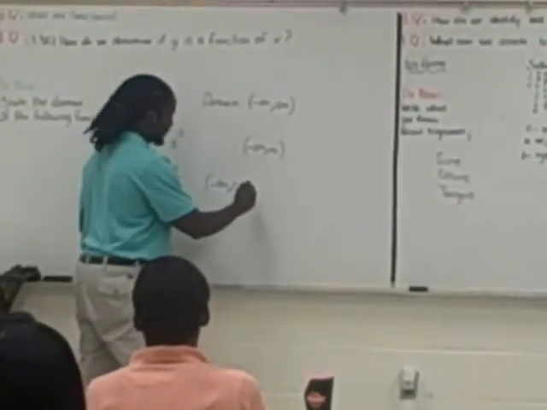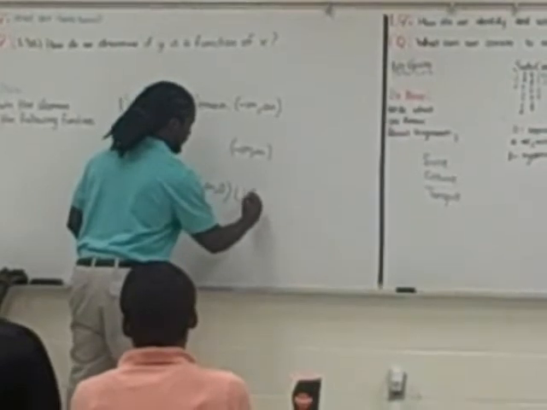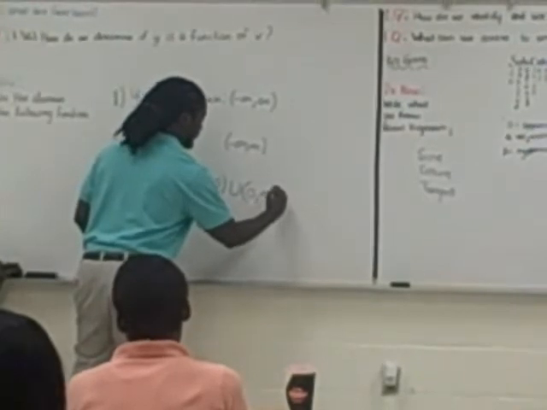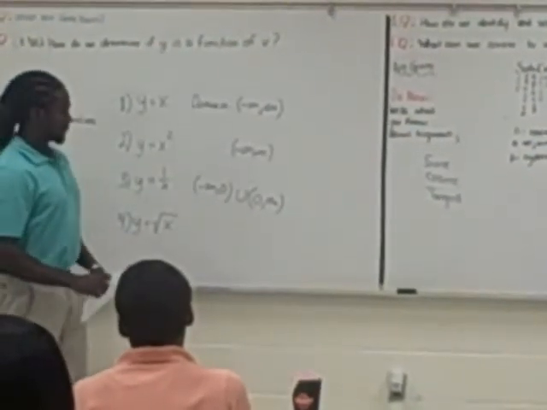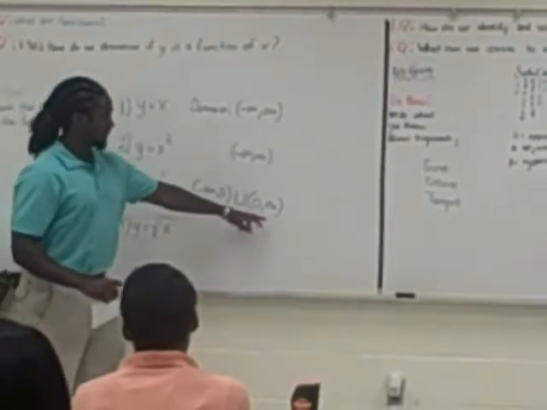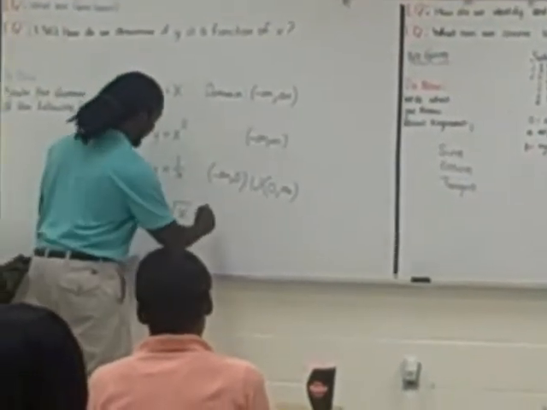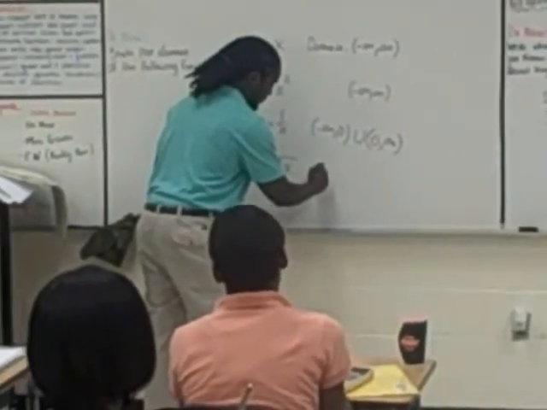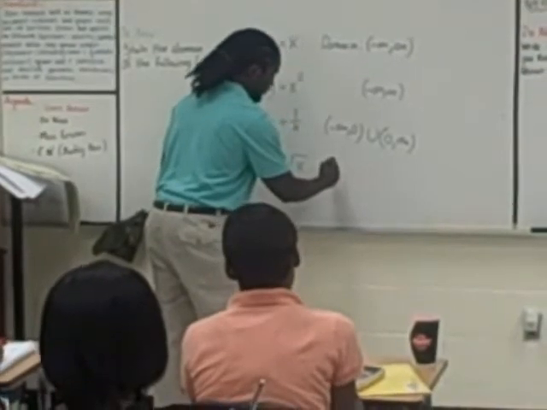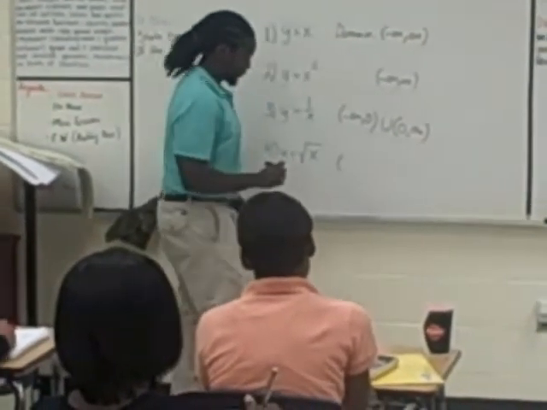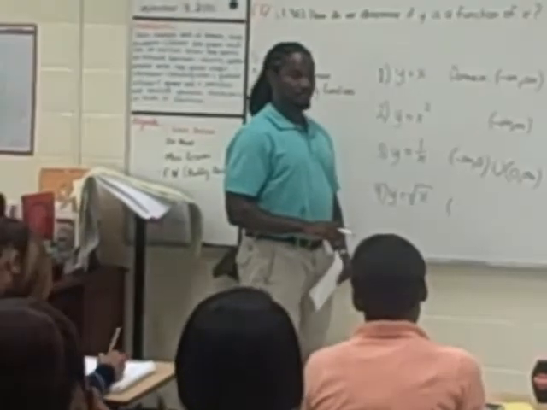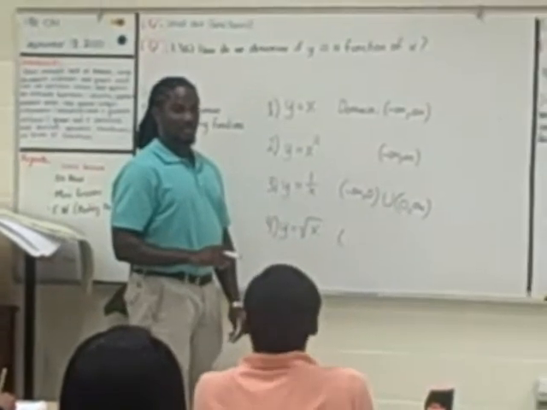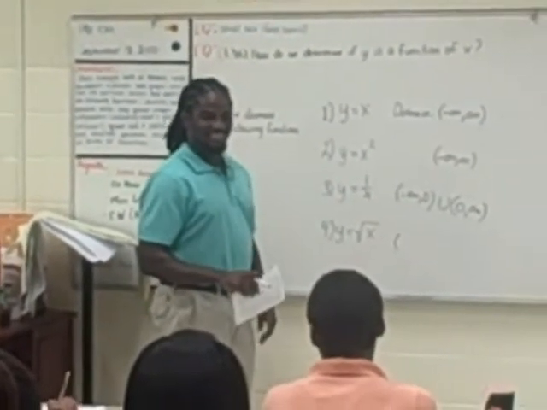Keep going. Union, open parentheses, 0, comma, infinity. For the next one, what's this one? Is it going to be a bracket at 0, or a parentheses? Can x equal 0? No, it's going to have to be... Are you sure? Yes, I'm sure.